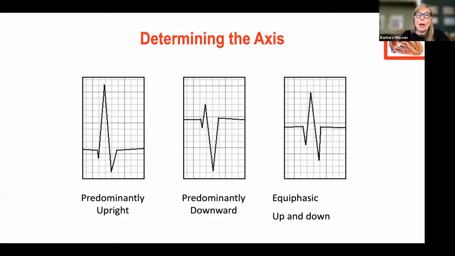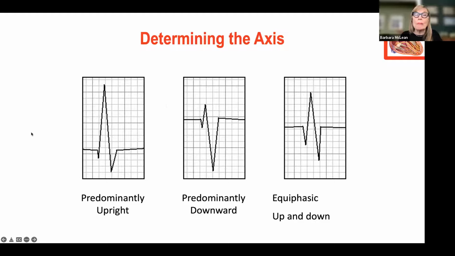So again, when we're thinking about axis and we look at an EKG, we're going to say, are you predominantly upright? Are you predominantly downward? Or are you both upright and downward, so close to being zero, meaning what's above and what's below is almost at zero? That's called equiphasic. So that's really important. You're going to use your eyes looking at the EKG and say, is it primarily upright or primarily downward? That's all you need to do right now.